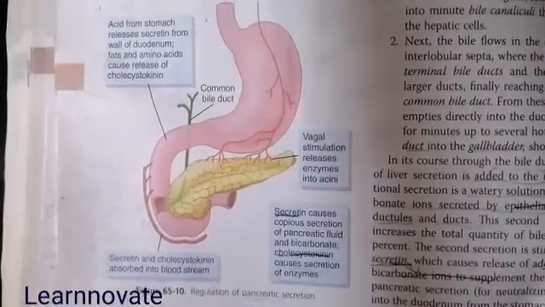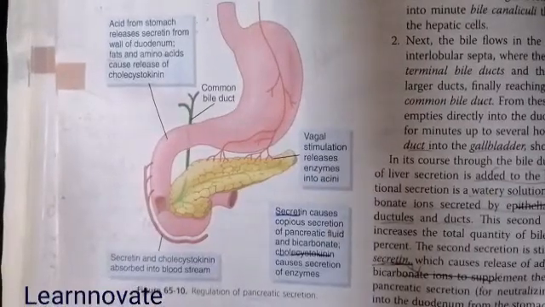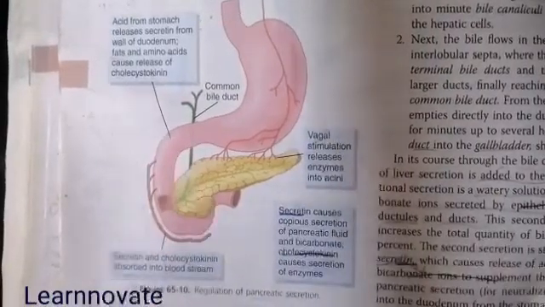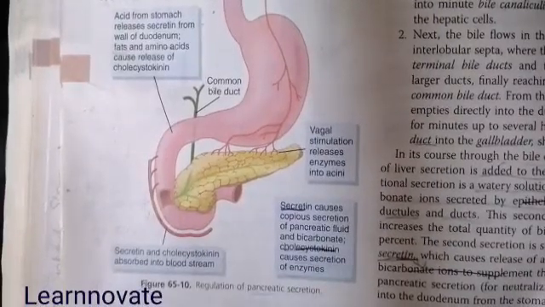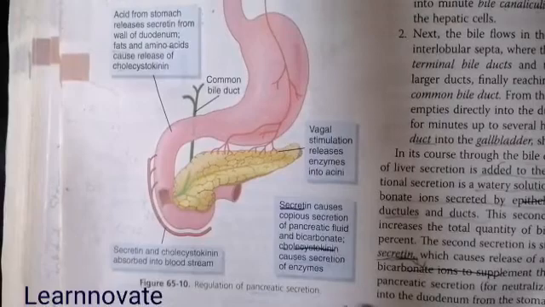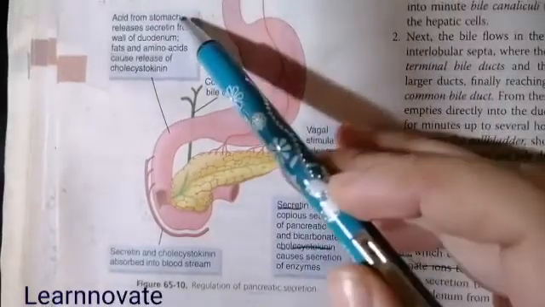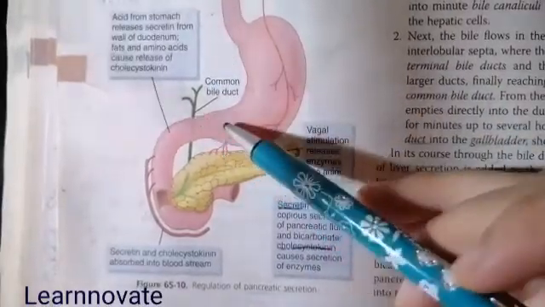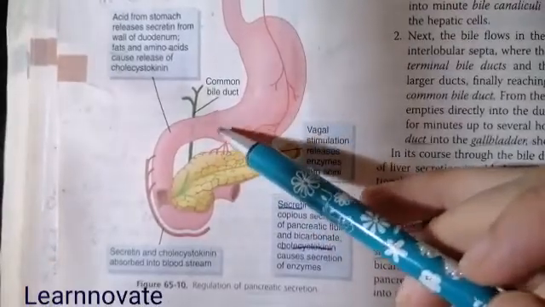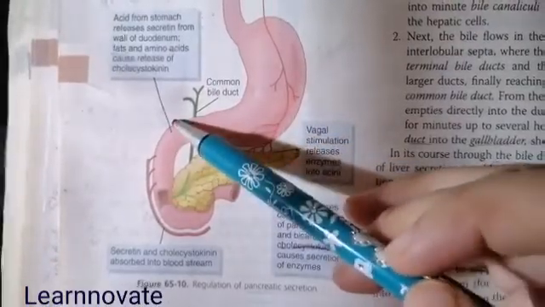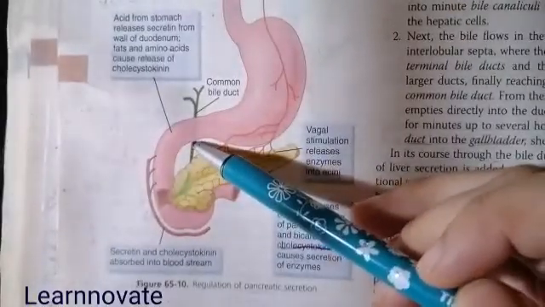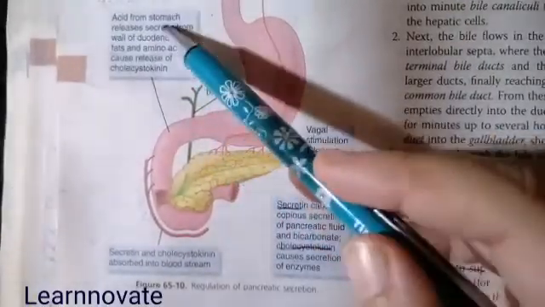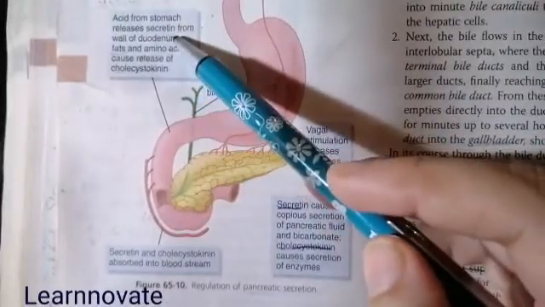Now here you can see in this diagram the mechanism of the pancreatic secretion and how secretin, cholecystokinin and acetylcholine enhance or regulate the secretion of the pancreas. In step 1, you can see the acid from the stomach, the secretion of HCl, gives a stimulus to the walls of the duodenum to secrete the secretin and the cholecystokinin. Mostly the secretin is secreted from the walls of the duodenum.